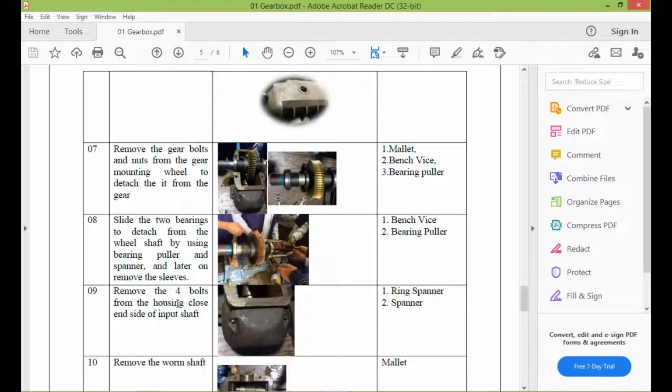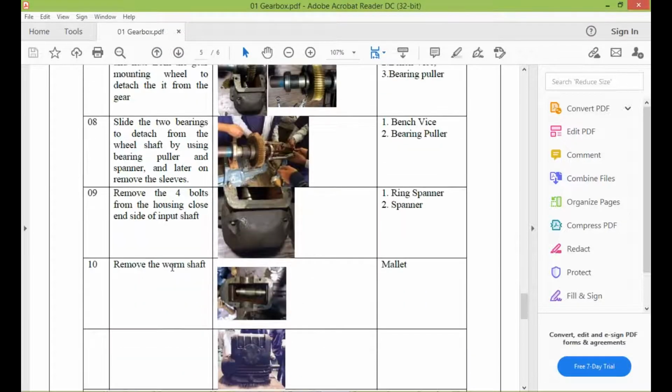Okay, then remove the 4 bolts. These are the 4 bolts for the input shaft directions, right? By using that, then remove the worm shaft. How to remove the worm shaft? I already explained in this video. By using a mallet you can apply force on this shaft. The shaft comes out in the downward direction, right? So that is the way to disassemble the gearbox.